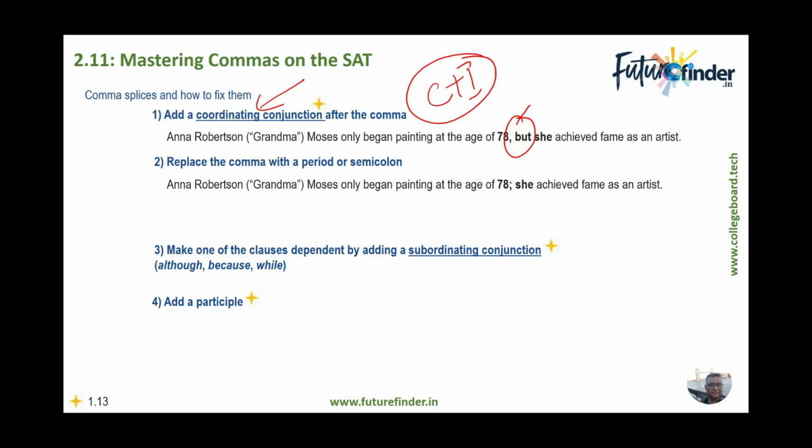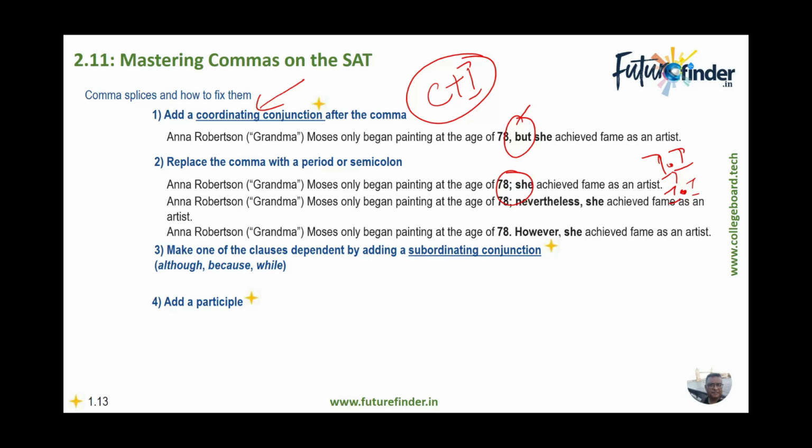Replace the comma with a period or semicolon. Obvious: if there are two independent clauses, the only punctuations we can use between two independent clauses are either a semicolon or a period, right? So we can replace the comma either with a period or a full stop or a semicolon. That goes without saying. So these are some examples. Anna Robertson Moses only began painting at the age of 78, semicolon. She achieved fame as an artist, began painting at the age of 78, nevertheless, comma.